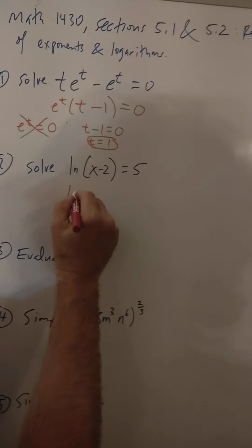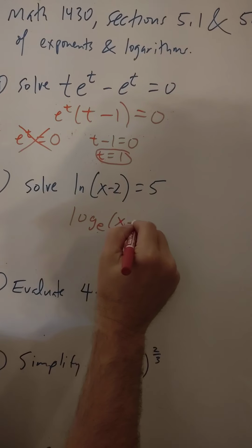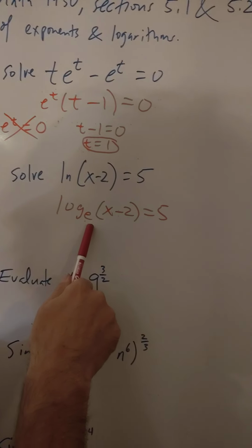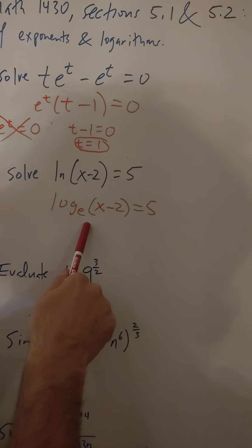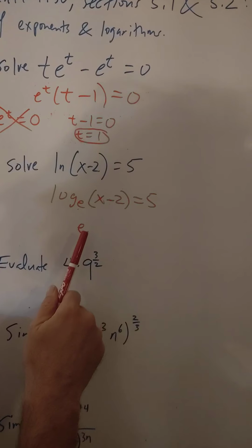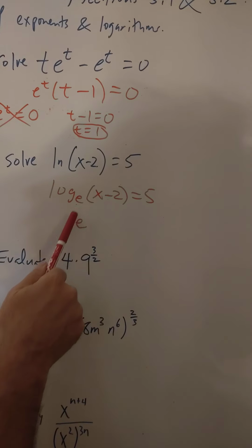I like to rewrite ln as log base e of the argument, x minus 2, equals 5. It's just easier. I like to see the base in front of me. And how do you solve a log equation? Convert to its equivalent exponential form. So what's the equivalent exponential form? What's my base going to be for the exponential form? The same as the base of the log, e.